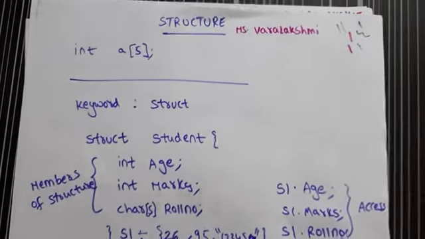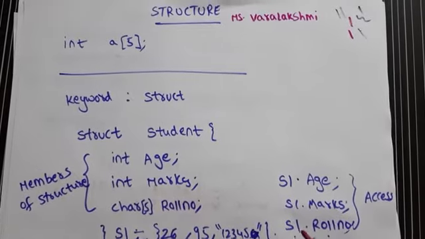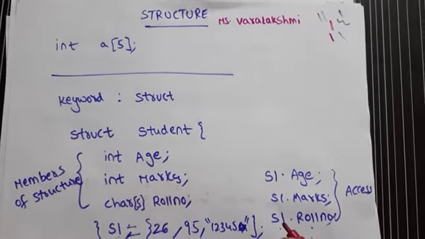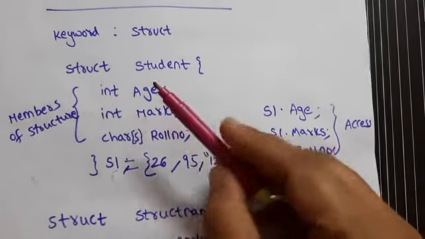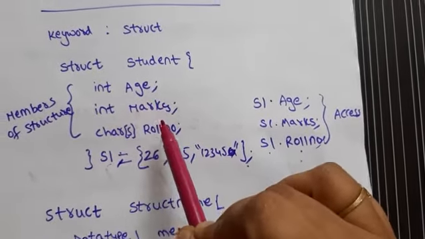Good morning, students. In the last class, we discussed array structures, and we have seen the difference between an array and a structure. What is an array? An array is a collection of same type of elements, whereas a structure is a collection of different types of elements. And we have seen the syntax, struct student, and different members, and how to access them.